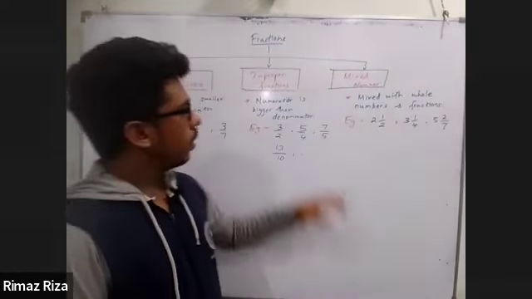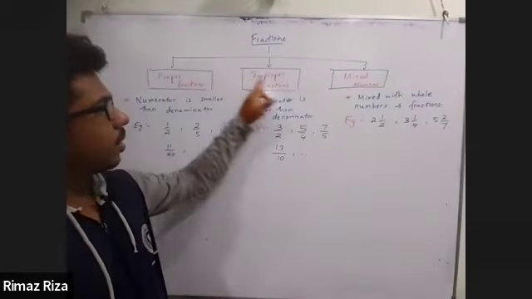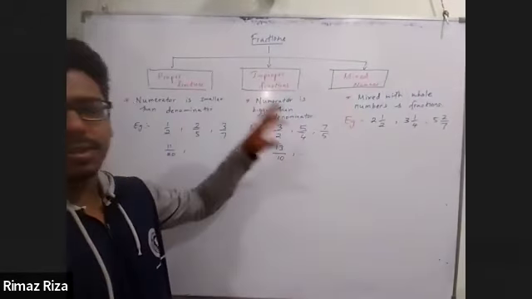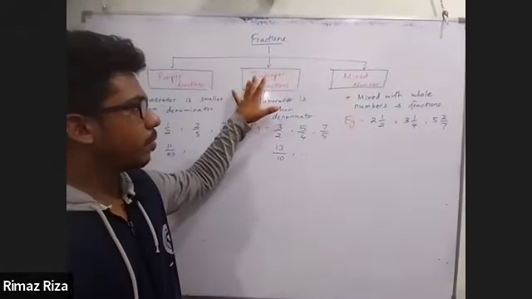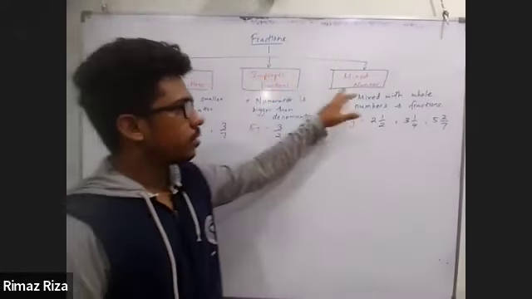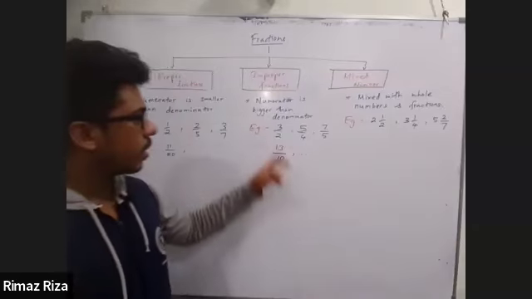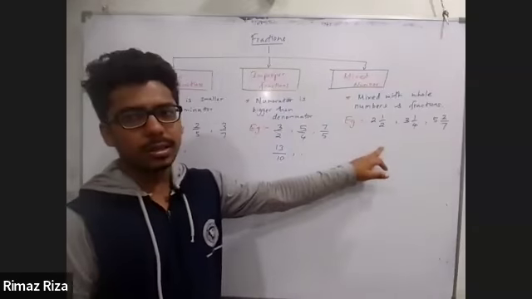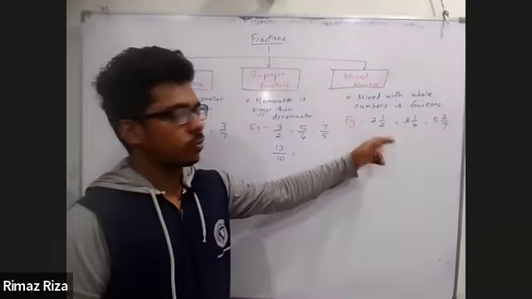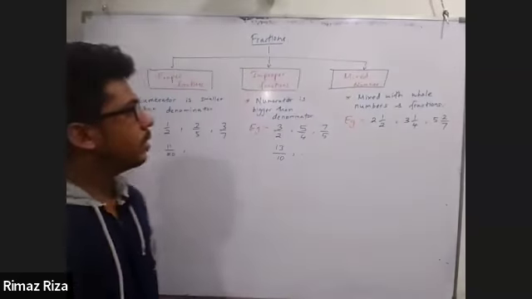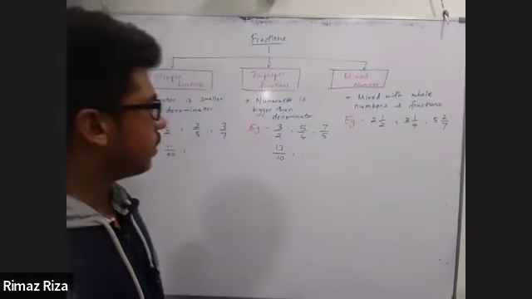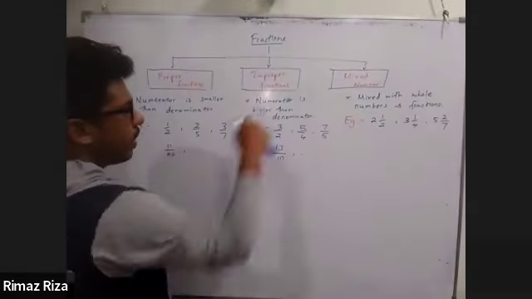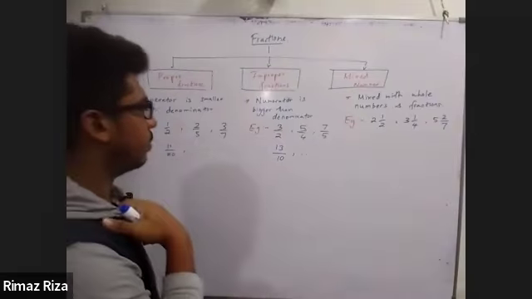The next thing that we are going to see is how to convert an improper fraction into a mixed fraction. Now we said there are three types of fractions, but actually there are two: proper fractions and improper fractions, because an improper fraction is the same as a mixed fraction. You can convert an improper fraction to a mixed fraction, and vice versa. So now we will see how to convert an improper fraction to a mixed number.